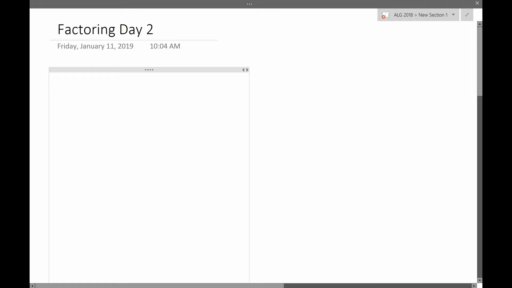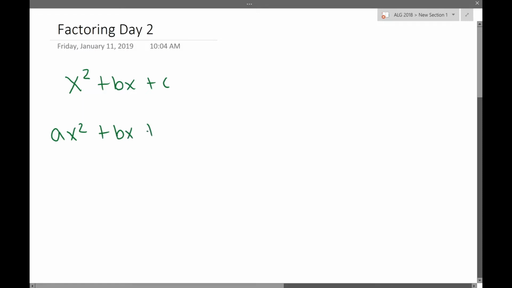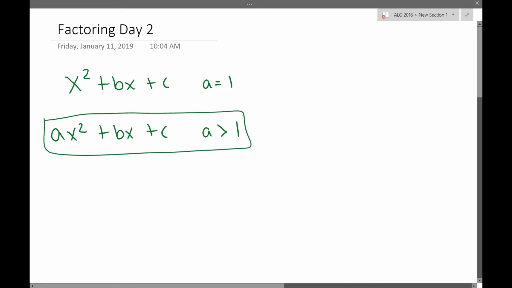What we're going to go over today is we're going to review x squared plus bx plus c and how we factor that out. I'm going to introduce ax squared plus bx plus c. So this is when a equals 1. This is when a is larger than 1. Today we're really going to focus on this portion, when a is larger than 1.